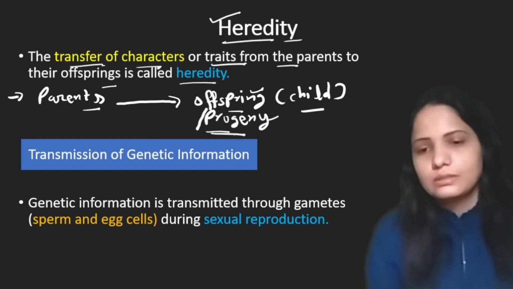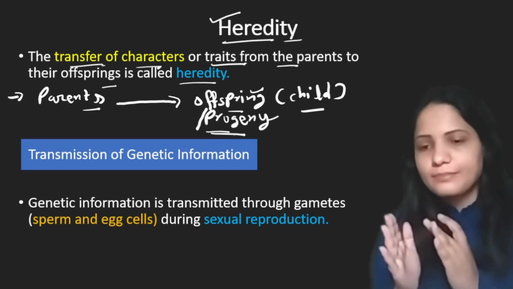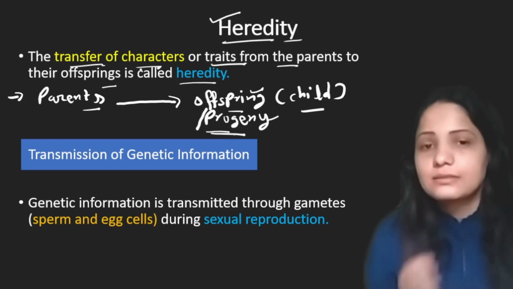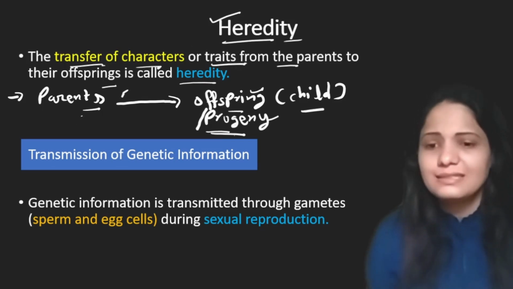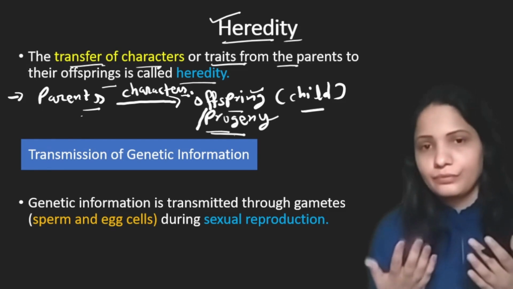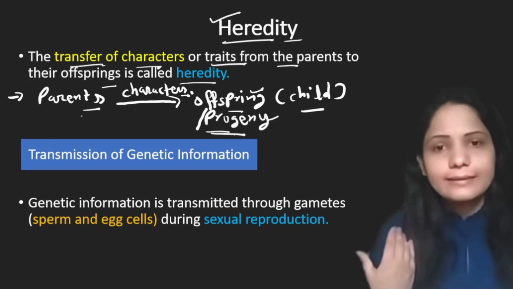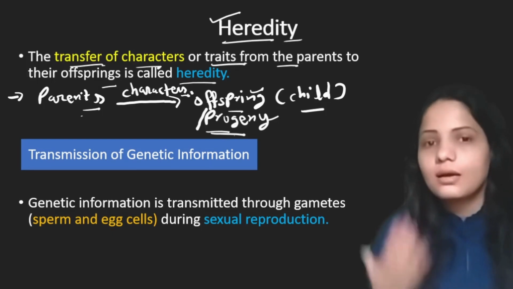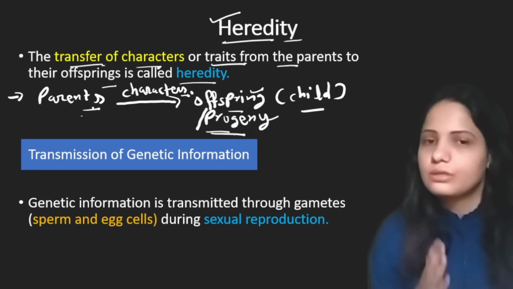This much is clear. Now, parents give rise to offspring and progeny. When this process happens, there is transfer of certain characters or traits from parents to offspring. What are characters? What are traits? Characters or traits are the things which are visible to us, like our skin color, our hair color, our height. All these things are characters, and these characters are transferred from parents to their offspring.